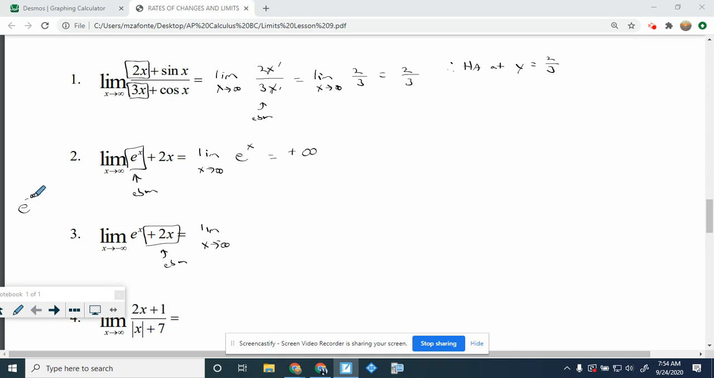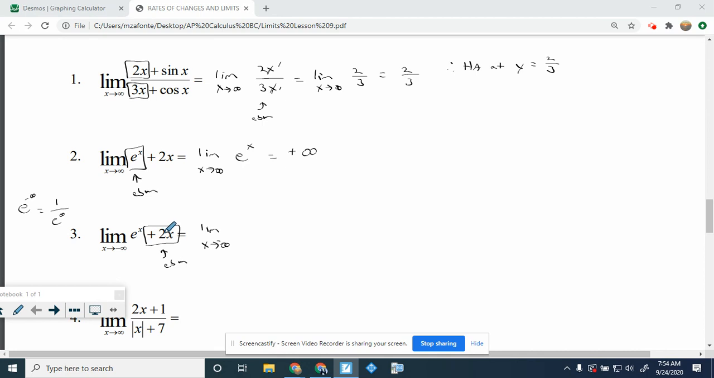I kind of hate writing infinity terms like that, but whatever, right? e to a really large negative number. Well, by the definition of negative exponents, this really means 1 over e to a really big positive number. So now that's a constant over something growing without bound. This term here is actually going to 0. So as x goes to negative infinity, this term is going to 0.